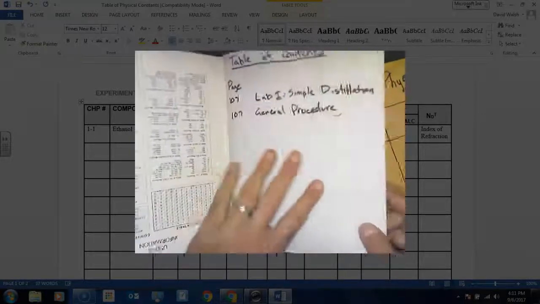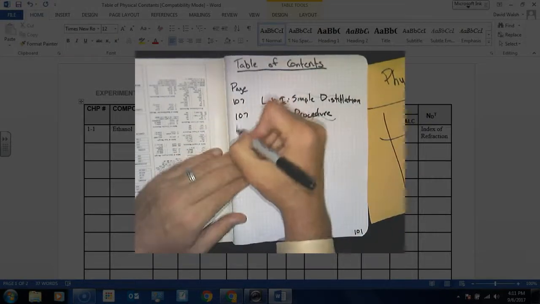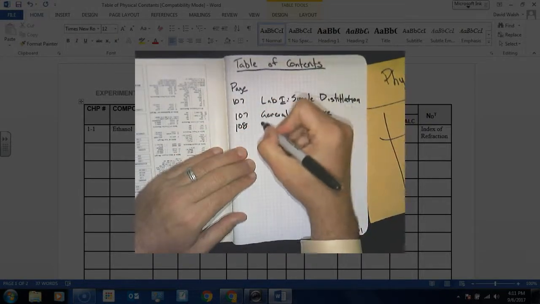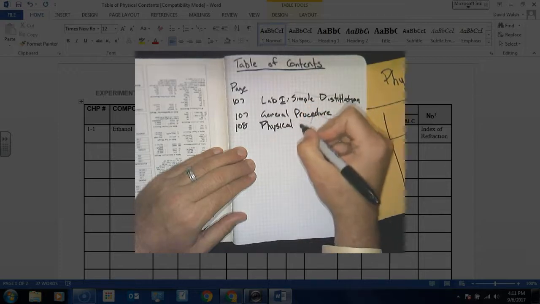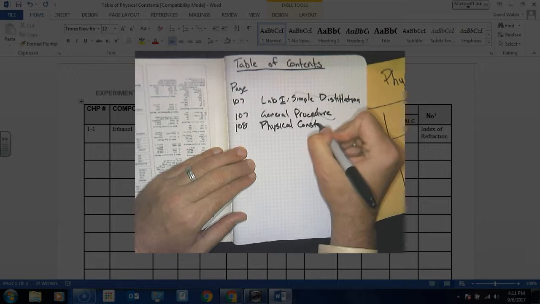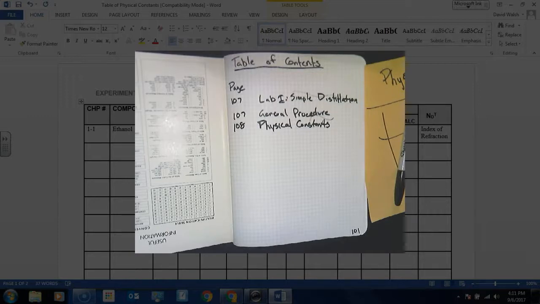And don't forget then to update your table of contents, page 108, and this is physical constants. Okay? So there it is. That's the physical constant sheet. Life is good.